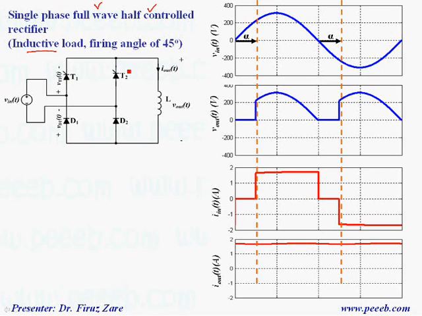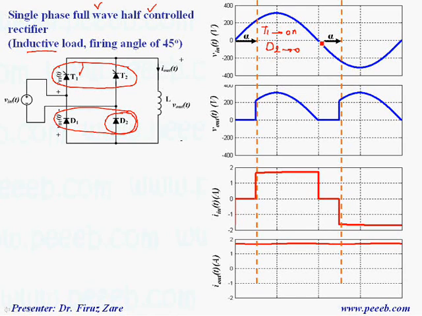So in this case we have two sets of switches. The top one is, for example, thyristor, and the bottom one is diode. So in this case we can apply gate signal, for example, to this thyristor. At this firing angle, when we apply gate signal to thyristor 1, T1 is turned on, and because the voltage across this thyristor is positive, that's why D2 conducts.